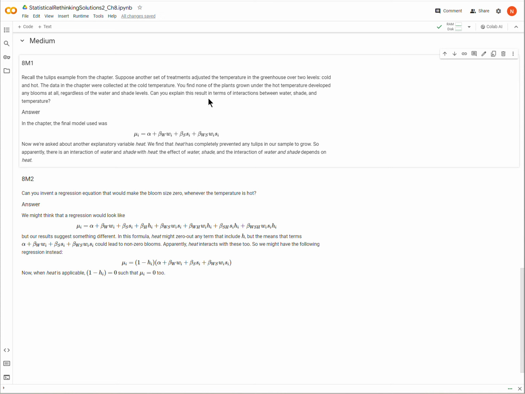Okay, so now we're asked to imagine that there was actually another variable, which was hot temperatures. Okay, and hot temperatures, this is a binary, so it's either hot or not hot temperature. So it's not temperature as in from like 0 degrees to 100 degrees centigrade. These tulips were either grown in cold temperatures or hot temperatures. Okay. And when we did that, the flowers that were grown in hot temperatures never developed any blooms.